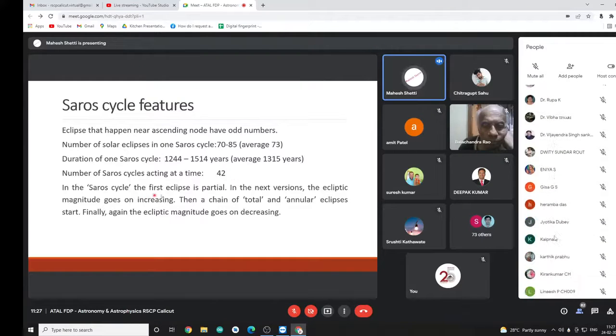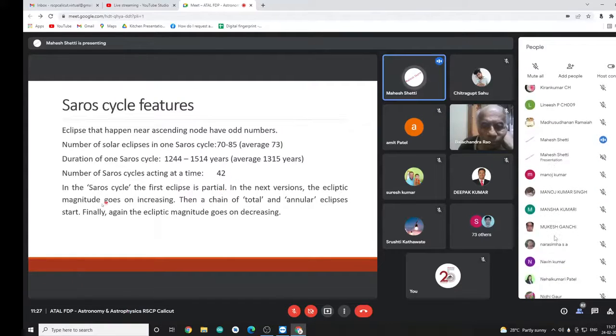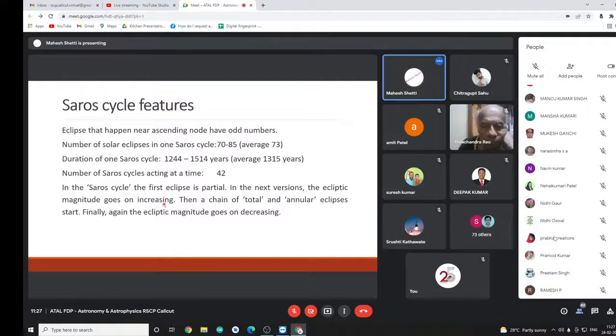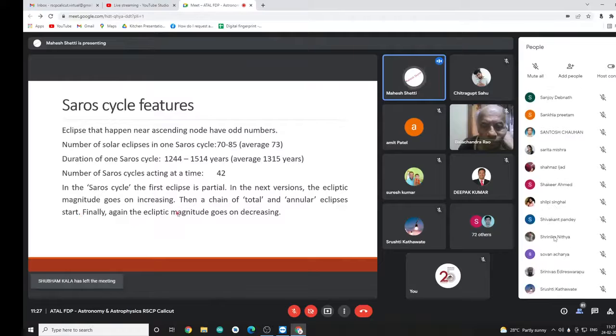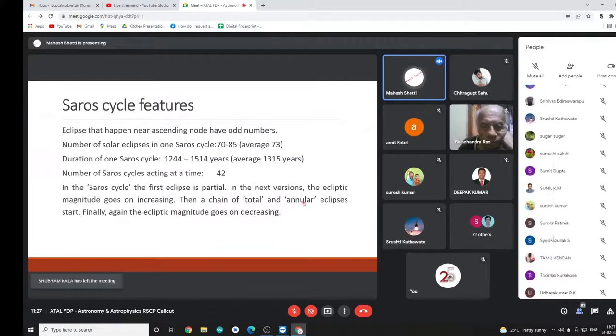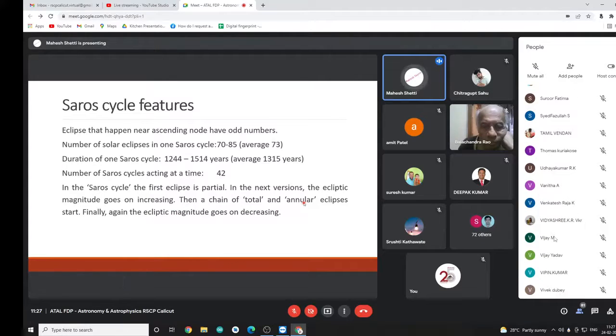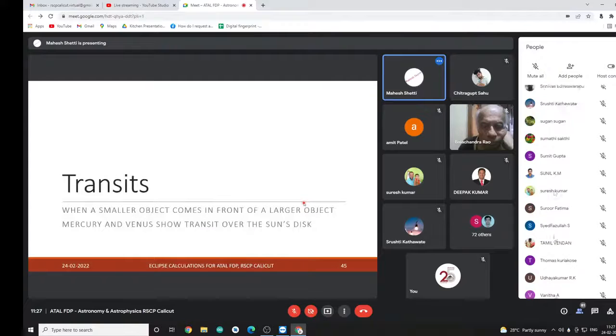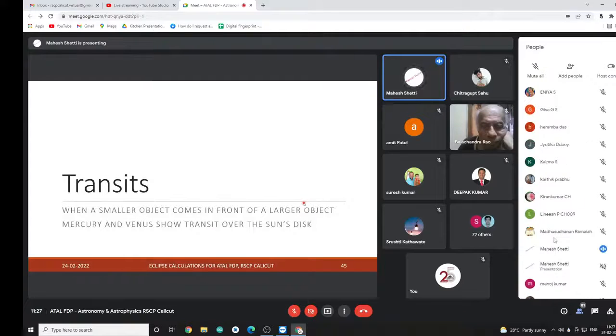If in the Saros cycle the first eclipse is partial, the next eclipse magnitude goes on increasing, then a chain of total and annular eclipses start. Finally, again the eclipse magnitude goes on decreasing, okay, and ultimately you will have partial eclipse. Quickly, we'll talk about transits.